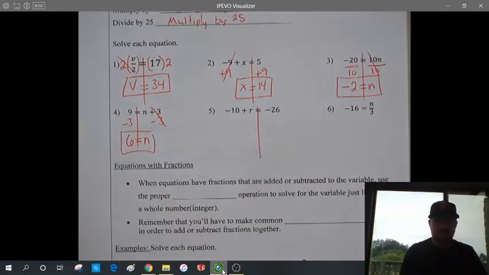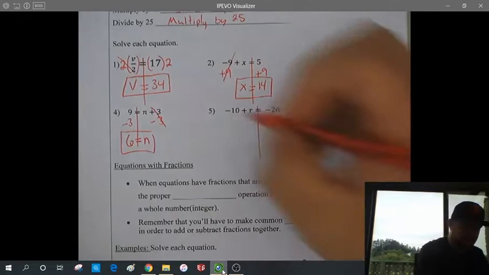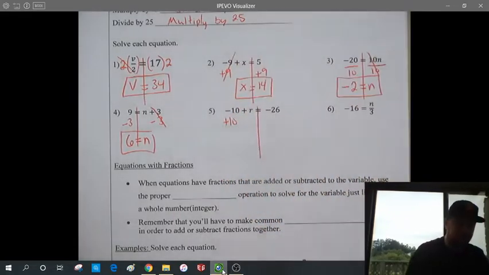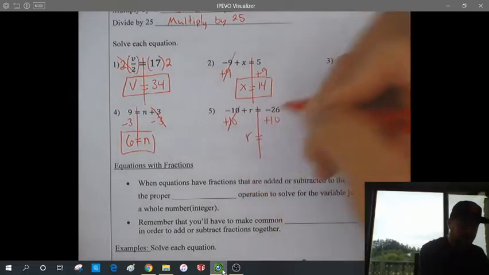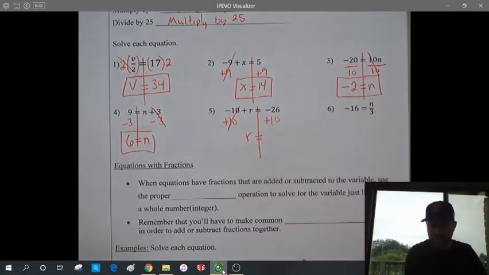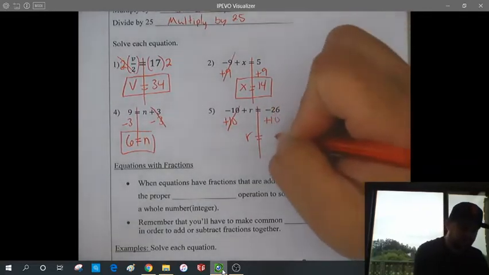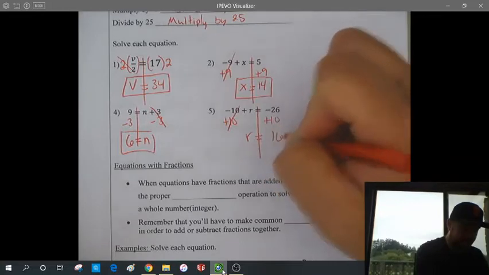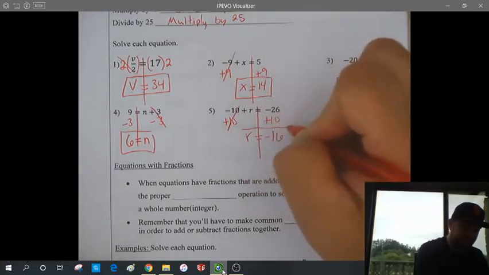Number 5, here's our variable r. It has a negative 10 being added to it, so again, to undo that negative 10, we're going to add 10 to both sides. Remember combining integers over here, if I combine a negative with a positive, I'm going to subtract the numbers and keep the sign of the larger. So subtracting these gives me 16 as a difference, and the larger was the negative, so it'll stay as negative 16.